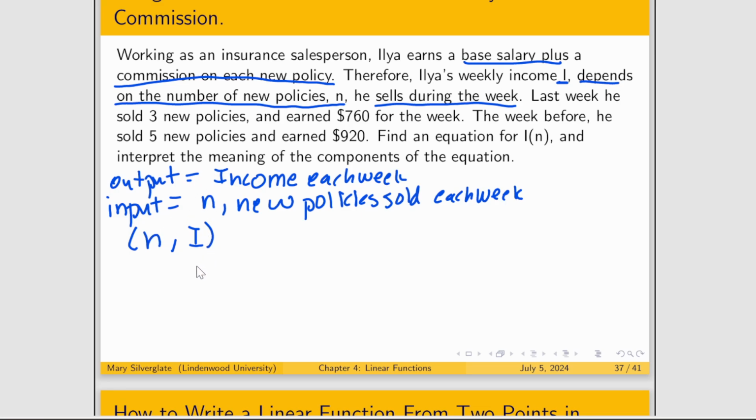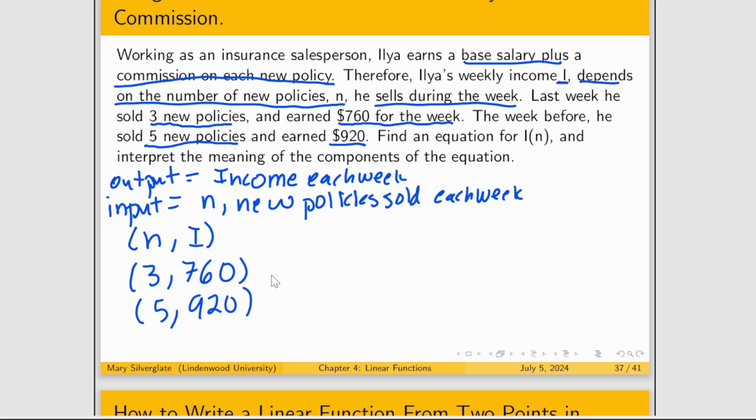And then we need to look at what points they really just explicitly gave us in this paragraph. Last week, he sold 3 new policies and earned $760 for the week. So they just told us the point 3, 760 exists on this line. The week before, he sold 5 new policies and earned $920. So 5, $920 also exists on this line. Write an equation for I in N and interpret the meaning of the components in the equation.